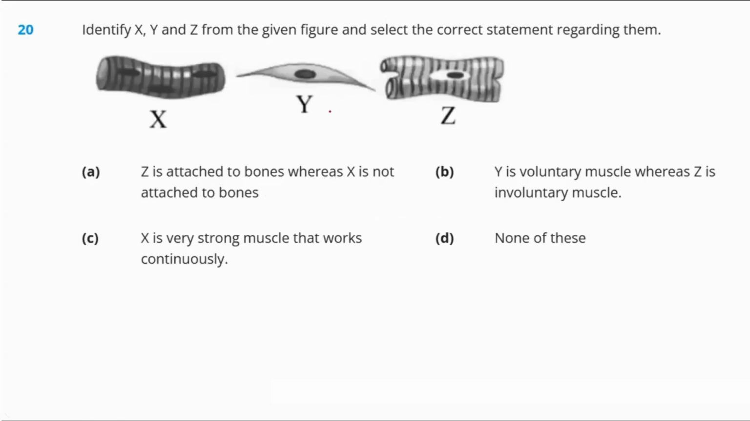Question number 20. Identify X, Y, Z from the given figure and select the correct statement regarding it. So here X is what? X is skeletal or voluntary muscle, which connects the bones to the muscles. The Y is smooth muscle, the involuntary one. This is controlled by the brain and the spinal cord, and Z is the cardiac muscle, that is related to the heart, and we need to find the correct option about it. The correct option would be option number D, none of them. Okay.